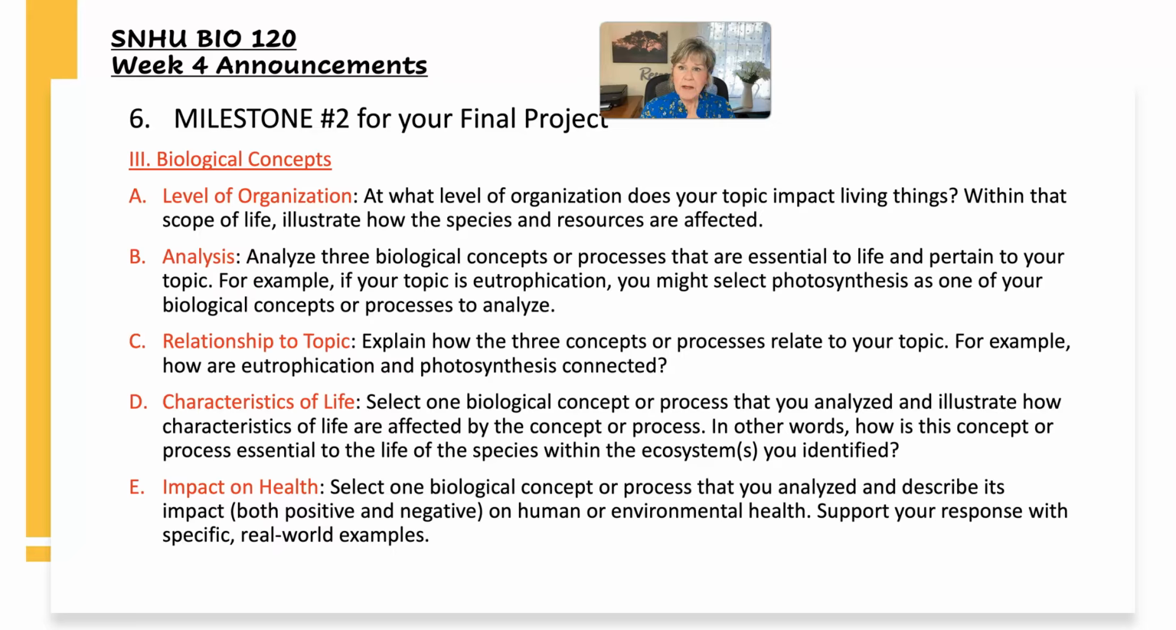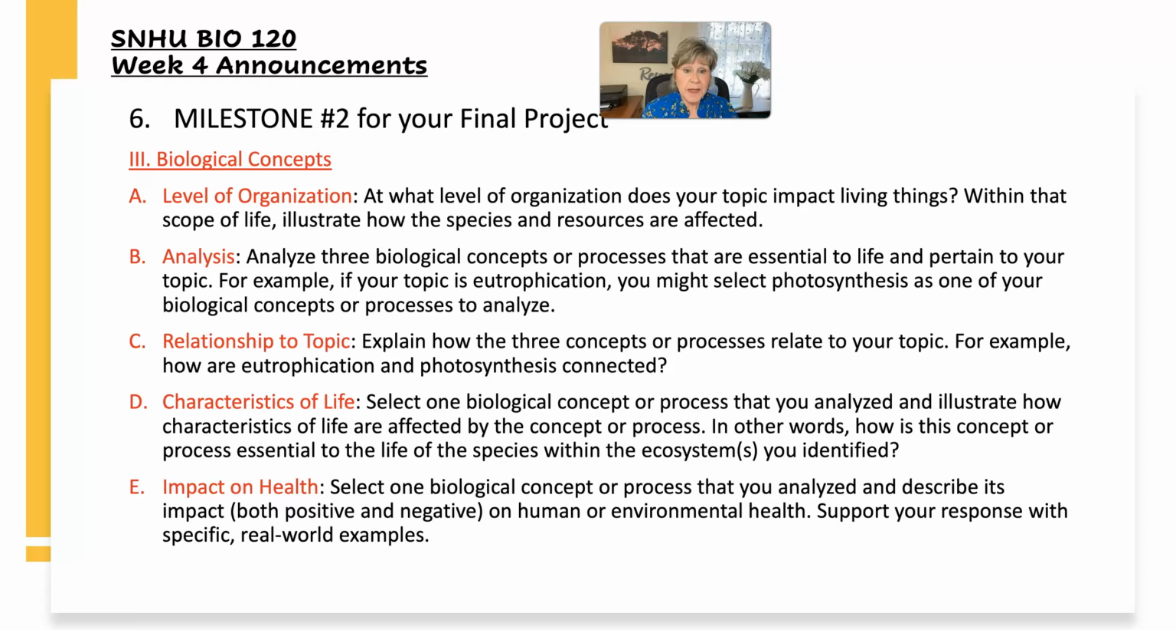And if you look at a topic like eutrophication, that's going to be particular waterways that are affected. That's a particular type of ecosystem. Or if you talk about genetically modified organisms, that definitely affects the species that are having their genetics manipulated, but also ecosystems, because these are usually grown as crop plants. So what level of organization does your topic impact living things? Okay, give examples. Always give examples if you can.